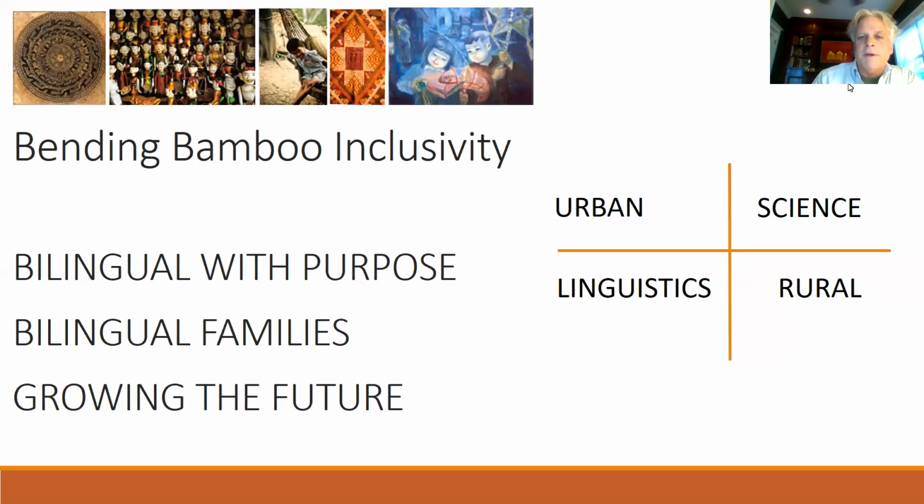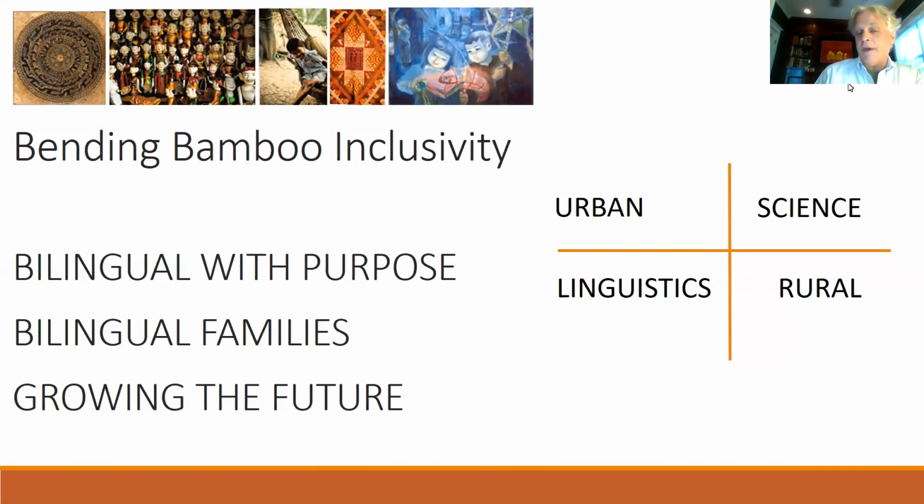In terms of development, remember that exercise of inclusivity. Katie had you run around the room and you really focused on linguistics and rural. But what we need to incorporate in our thinking is something that's both for the urban and the rural student, something that is both about language acquisition and science, people learning how to do development. So that's what we call bilingual with purpose.